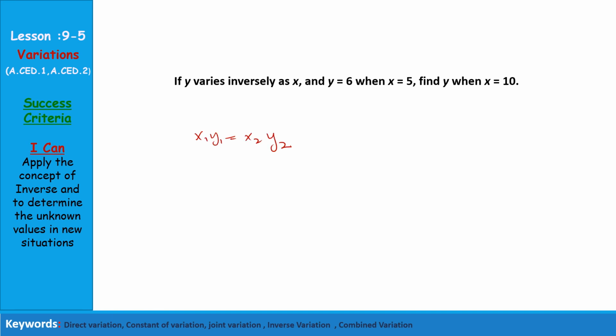Okay, so the first scenario, y is 6 and x is 5. Find the y2 when x2 is 10. Divide both sides by 10 and we will get here 3.